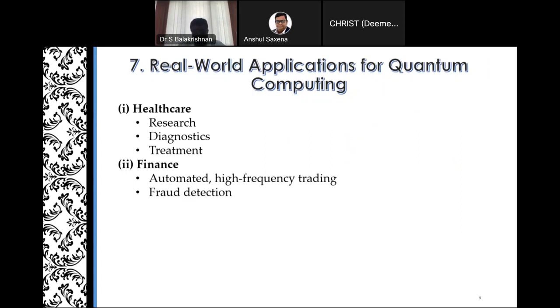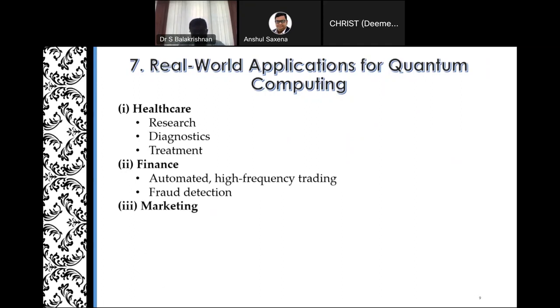The second finance application is fraud detection. Like diagnostics in healthcare, fraud detection depends mainly on pattern recognition. In these cases, quantum computers would deliver a significant improvement in machine learning capability, reducing the time taken to train neural networks and also improving the detection rate. That's very, very important.